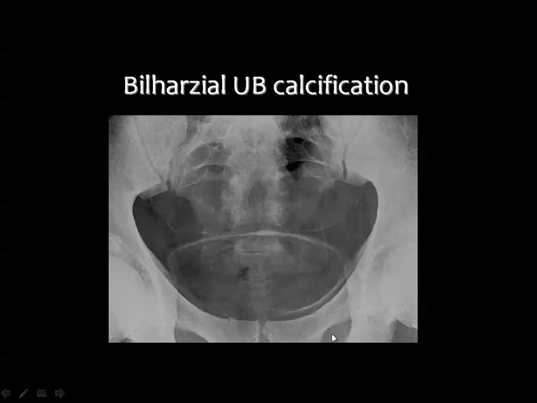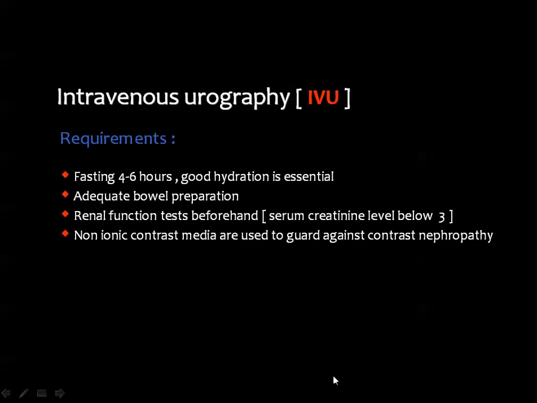This is one of the values of this plain UT, which is the detection of calcium, and this is one of the famous forms of calcium in the urinary tract affecting the urinary bladder, which is usually indicative of bilharziosis of the urinary system.